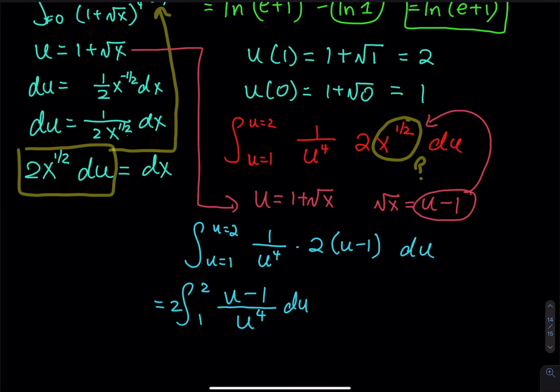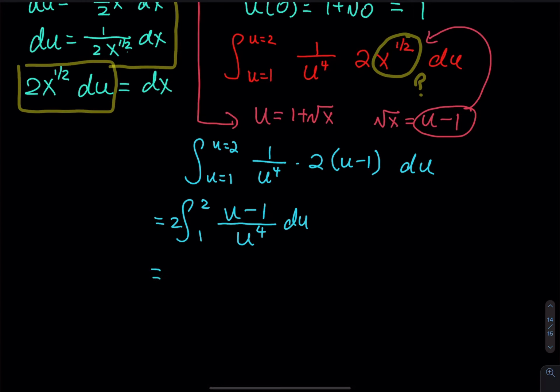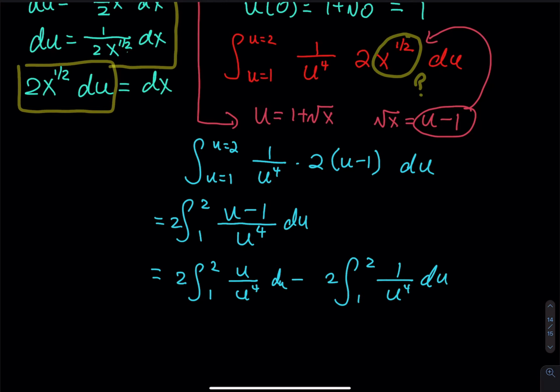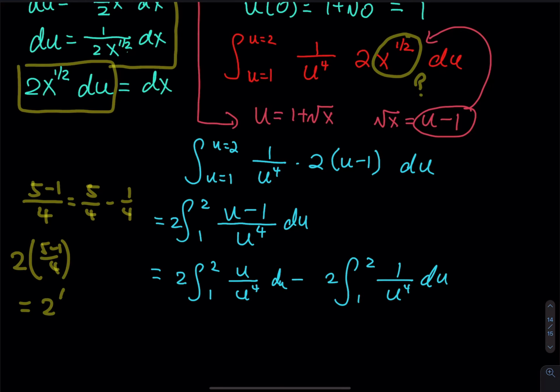And then we have to break this down into 2 fractions, and then we use the simple power rule. So 2 times the integral from 1 to 2 of u divided by u to the 4th du, minus 2 times the integral from 1 to 2 of 1 divided by u to the 4th du. Just like this, look. You have 5 minus 1 over 4, right? That is 5 over 4 minus 1 over 4. That's how we split that up. Or if you have 2 times 5 minus 1 over 4, then you have 2 times 5 over 4 minus 2 times 1 over 4. Just a little distribution.